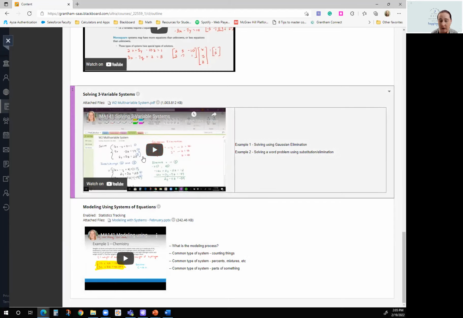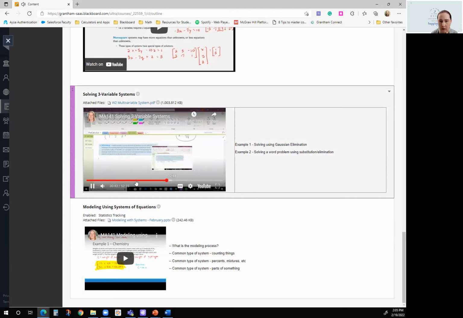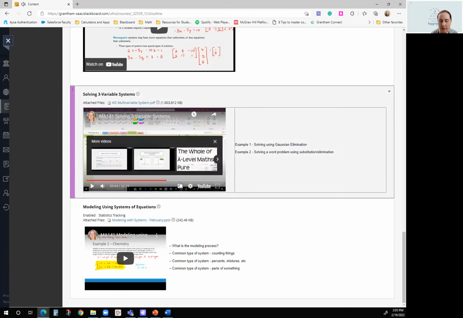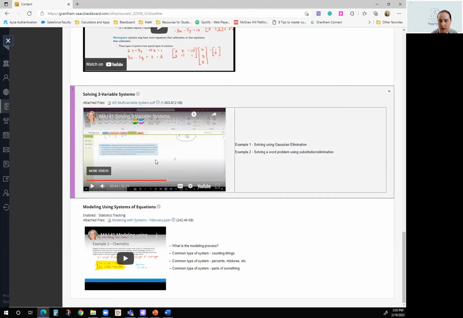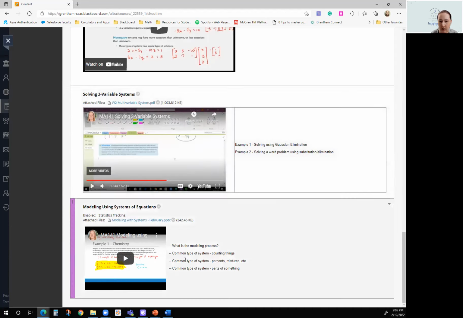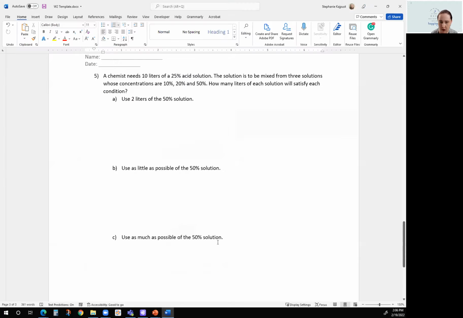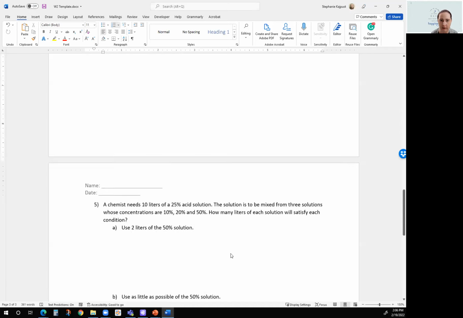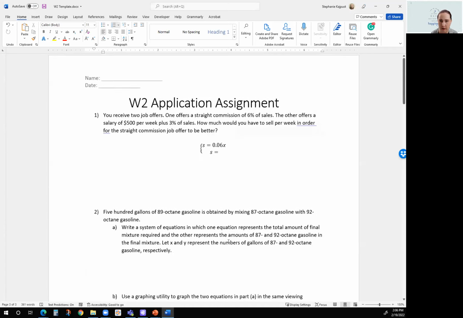So this one's solving a 3 variable system. So this would be helpful for number 4. I think it's about halfway through. Yeah. So, okay, at about 30 minutes into this video, we do a problem similar to number 4 here. And then this modeling using system of equations just talks about number 5 in this one as well. So those 2 problems, if you watch these 2 videos, you should be in good shape for those. And I think those are all the little warnings that I need to give about the assignment, things that I'm looking for, that sort of thing.